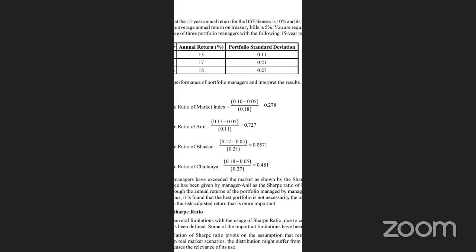So what is the Sharpe ratio? RP minus RF divided by risk on portfolio. RP is the return on portfolio. What is the return given for Anil? 13%. And RF, what is the risk-free rate of return? RF is nothing but your treasury bonds. If you remember, in the previous class with my notes, I explained this clearly.